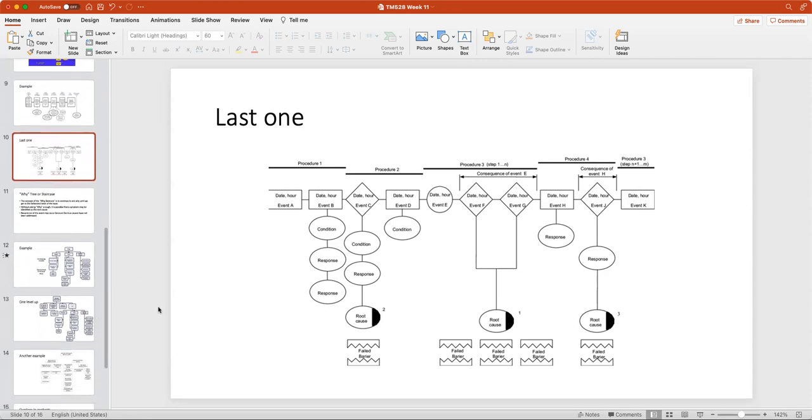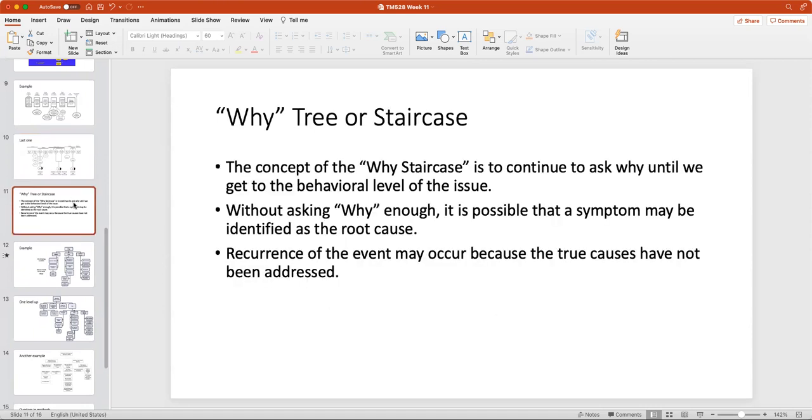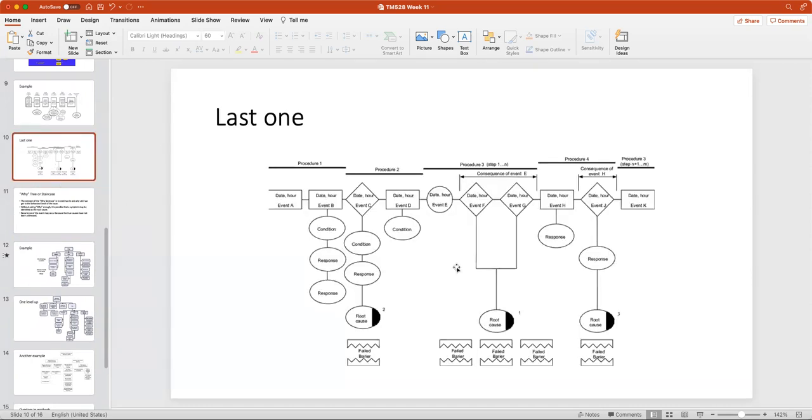So we'll go into the Y staircase and Y tree. I like to cover these two almost simultaneously because they really overlap. Like we've talked about that with different methods, but these two are very close. And it's usually how you progress down an event and causal factor chart, usually through a Y tree style.